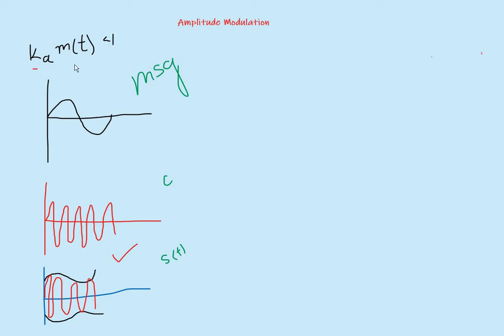But if this Ka into m(t) is less than 1, then this kind of modulation is going to happen. Okay, but if it is greater than 1, if this Ka m(t) becomes greater than 1, then what happens in the signal after modulation? Our message signal gets combined like this.